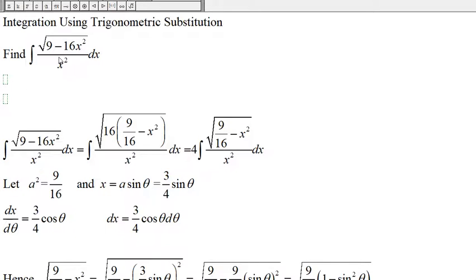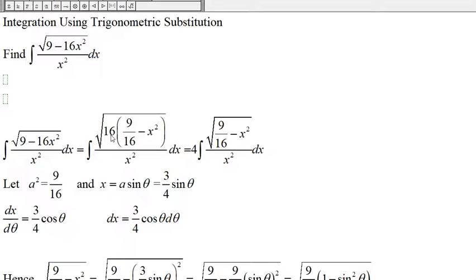Here we have the indefinite integral of the square root of 9 minus 16x squared, divided by x squared. And we want to find this indefinite integral using trigonometric substitution. And for this type of problem, to use trigonometric substitution, let's go ahead and factor out the 16.